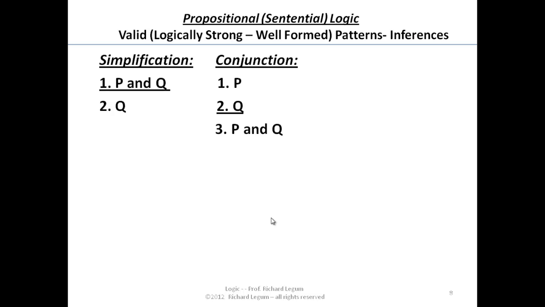conjunction, the AND operator, P and Q, and there are two good inferences. One is called simplification, that is, if both P and Q are true, then Q is true. It could have been P. And working the other way, if we start from the premise that P is true and, number two, that Q is true, P and Q will both be true.